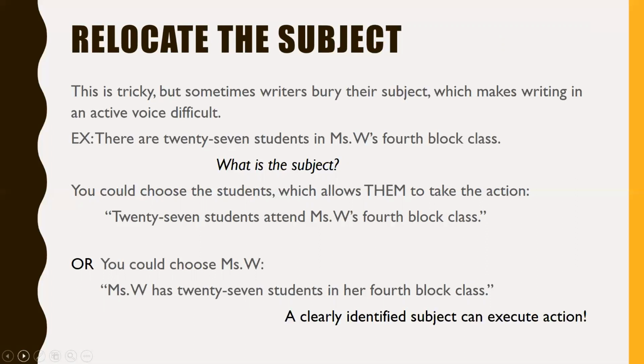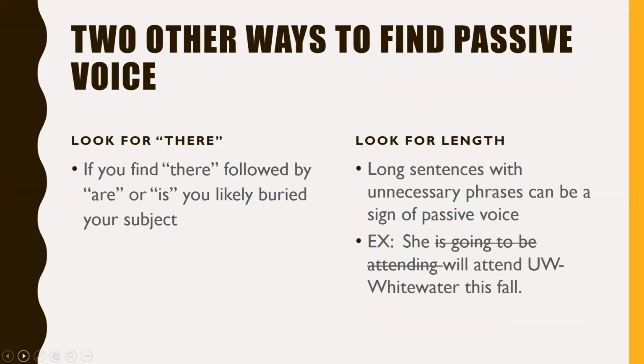We've got two options here. If you, the students, are the subject, then you can take the action. 27 students attend Miss W's fourth block class. Okay, by simply moving the students to the front of the sentence, now they can take action. They can actually do something in the fourth block class. If you make me the subject of this sentence, then I can take the action. So Ms. W has 27 students in her fourth block class. Ms. W teaches 27 students in her fourth block class. We've got lots of options once you move me or the students to the front of that sentence. So clearly identifying your subject can help you execute action in your writing.